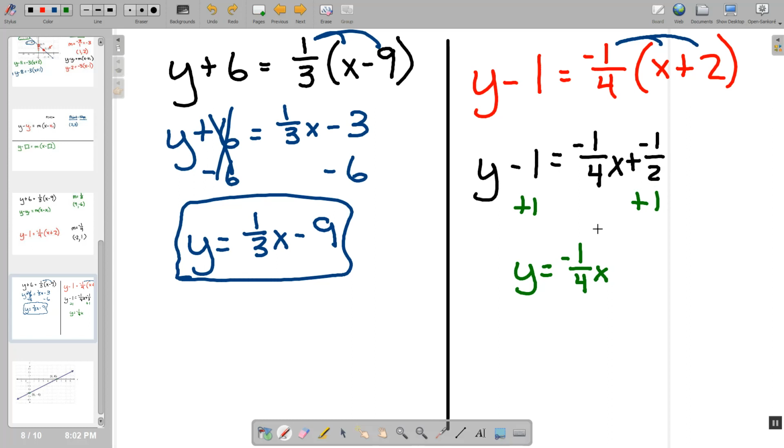-1/2 plus 1 whole will be +1/2. And now I have this line written in slope-intercept form. But in this case, point-slope form is actually a lot easier to work with.